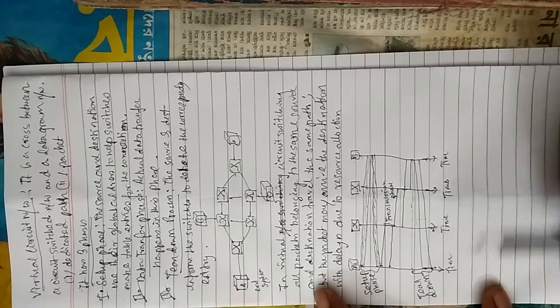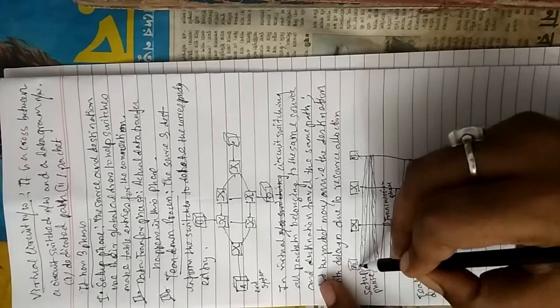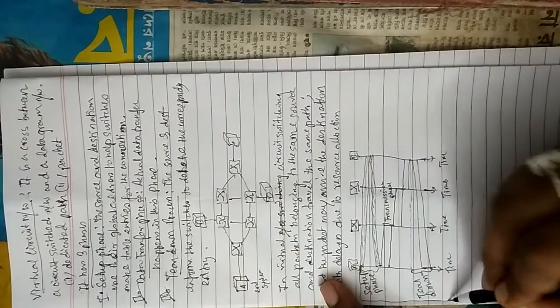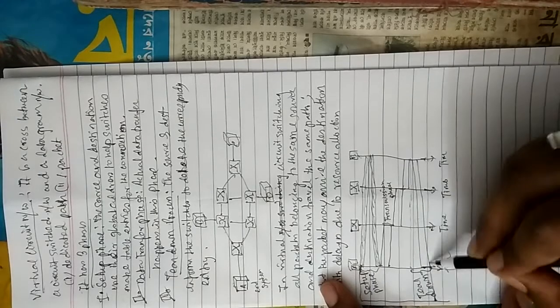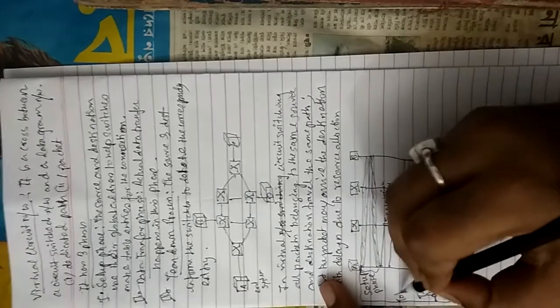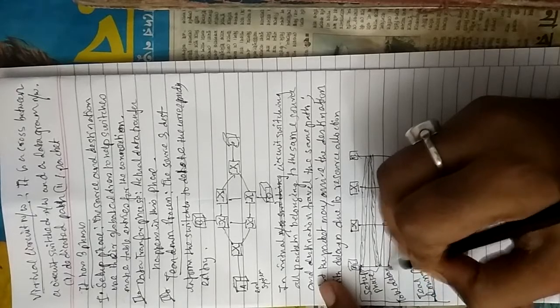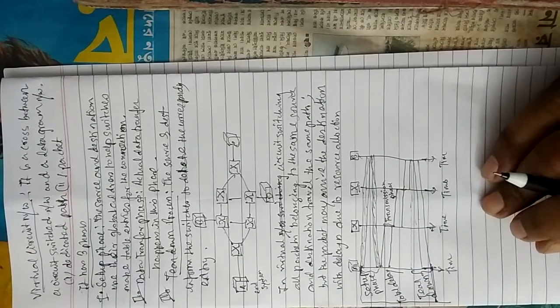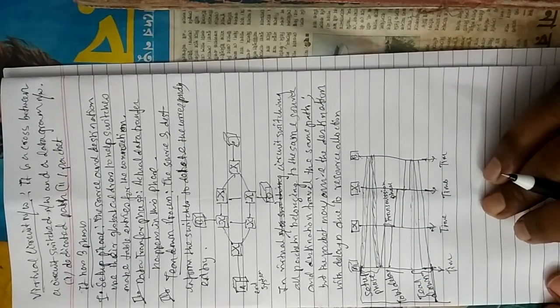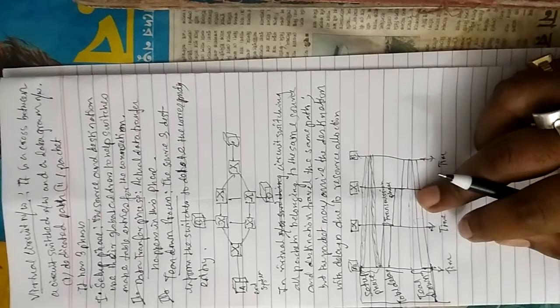And you can say that this is the total delay from this part to this part. So it is nothing but total delay. So this is about the virtual circuit network.